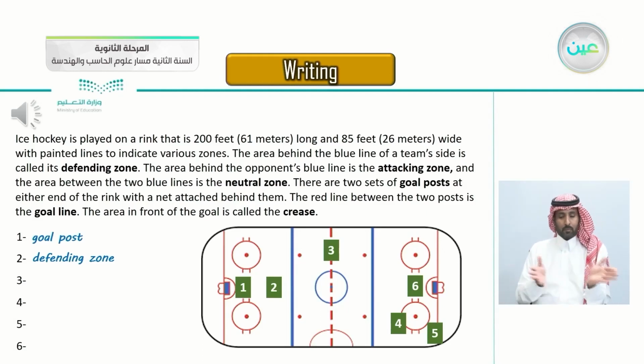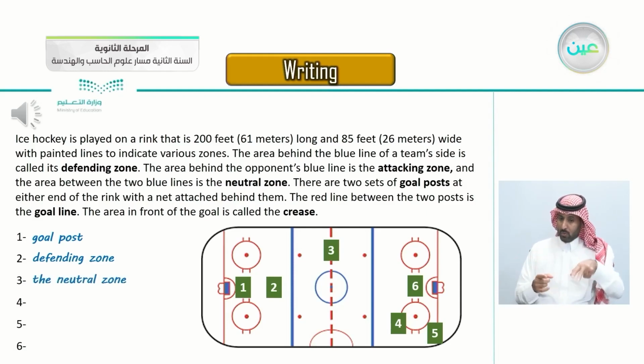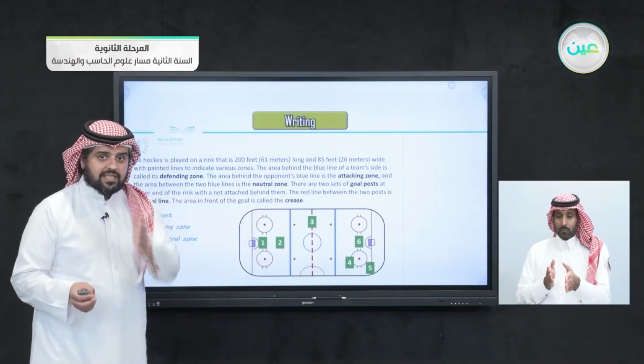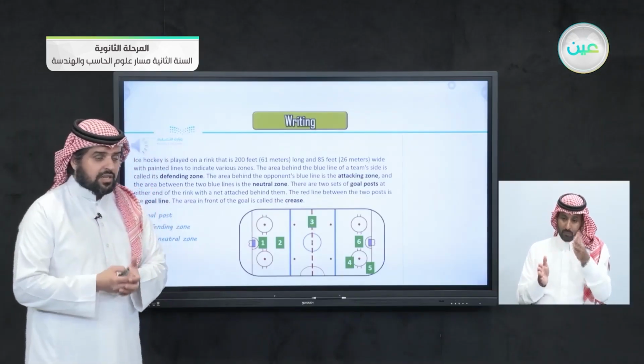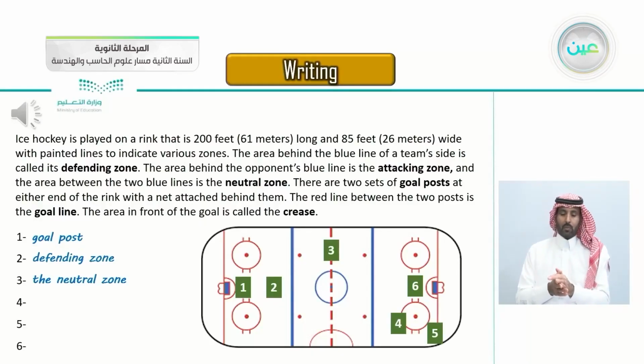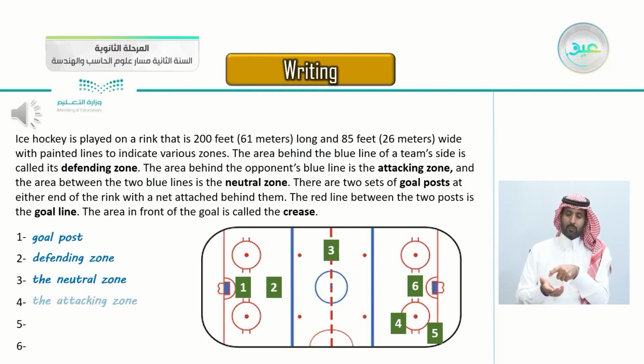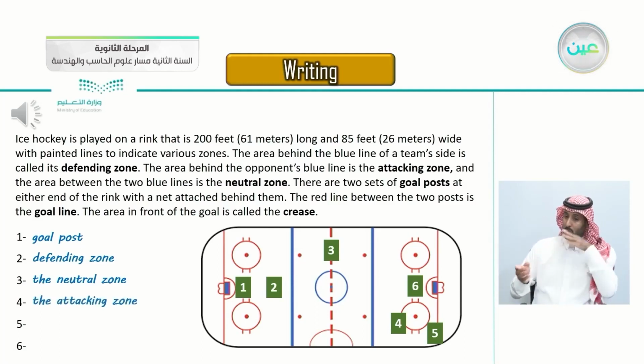What about number 3? You can see that here. It's here in the middle. So number 3 is, yes, the neutral zone. The neutral zone. So it's not your place or the opponent's place. It's just in the middle. So this is the neutral zone. Number 4 here. Number 4 is the attacking zone. So number 4 is the attacking zone.